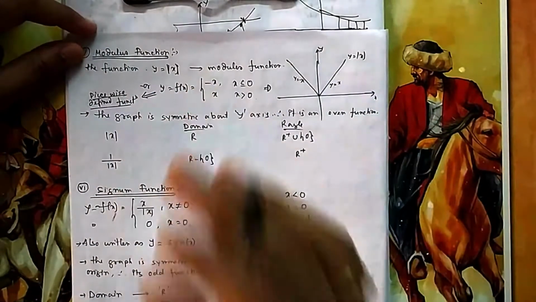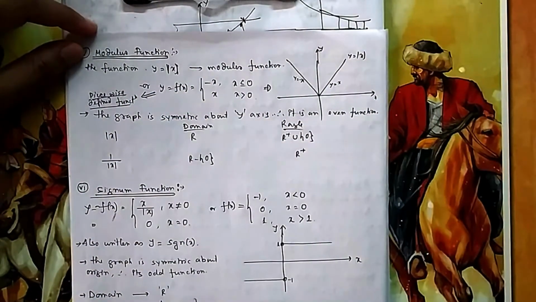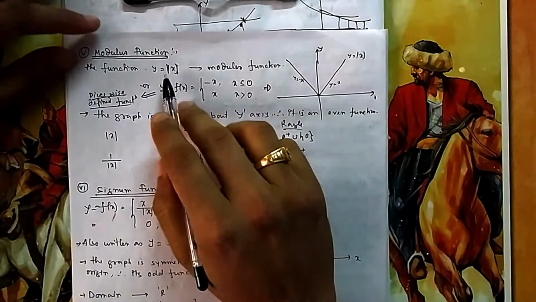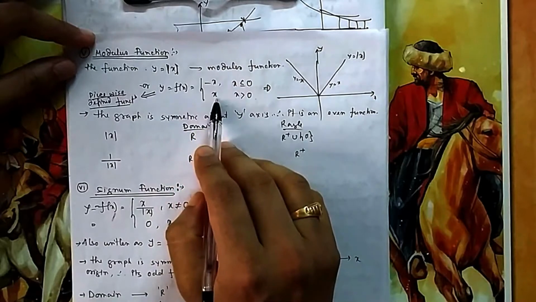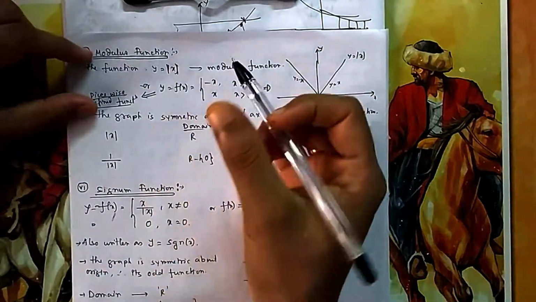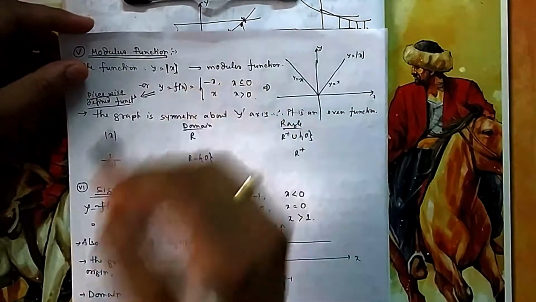Suppose if I say y equal to mod x, so this has different meanings. I will try to explain it one by one. So what is mod x? Mod x is a modulus function. It can be also defined as minus x plus x, because mod is nothing but it will take the positive value of this one. Actually this is not the meaning of this one.